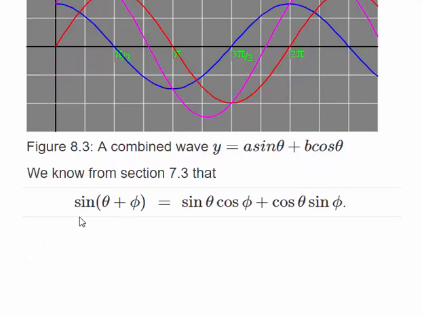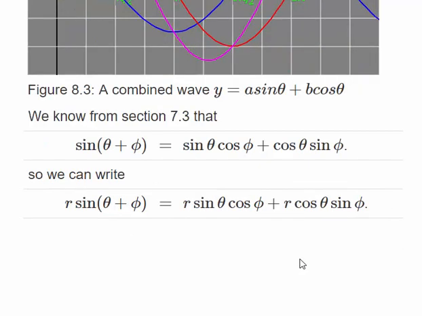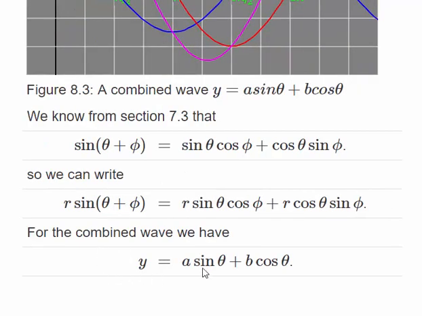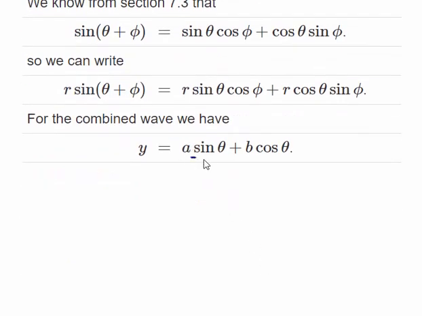From section 7.3 we know that sin(theta + phi) is equal to sin theta cos phi plus cos theta sin phi. So we can write r sin(theta + phi) is equal to r sin theta cos phi plus r cos theta sin phi. In this instance we know that y is equal to a sin theta plus b cos theta. Now if we look at the sin theta term here and the sin theta term here, we can say that a is equal to r cos phi.